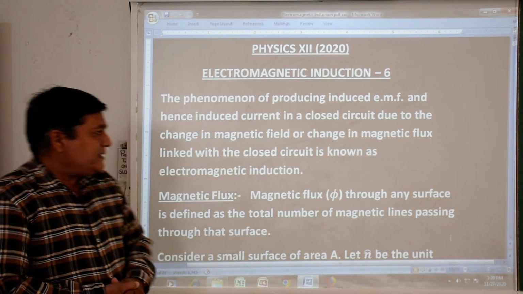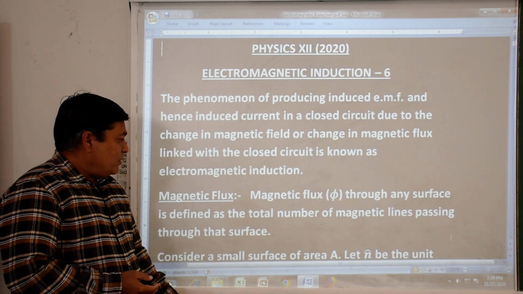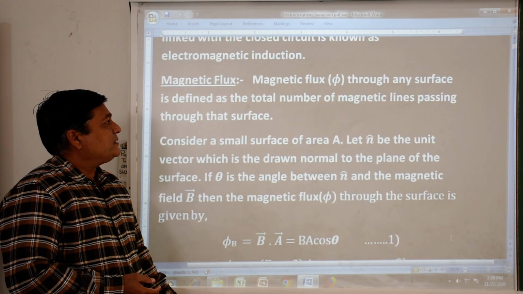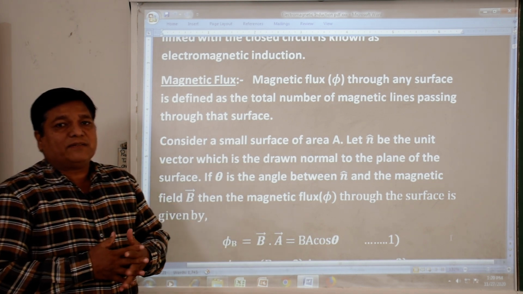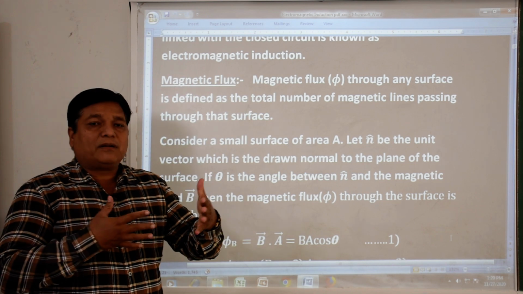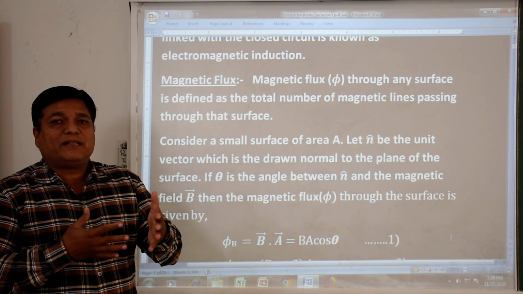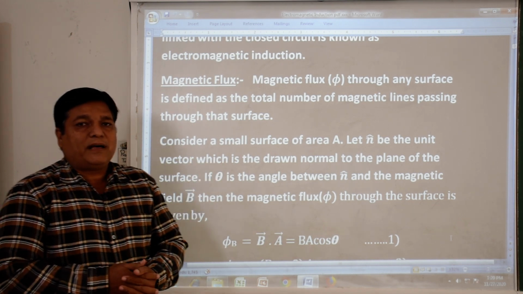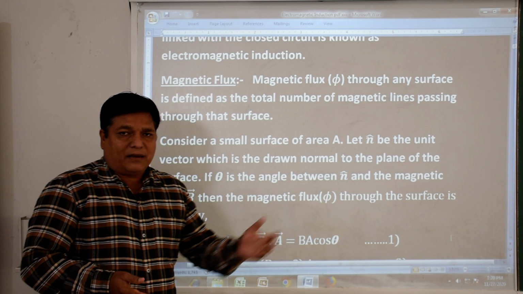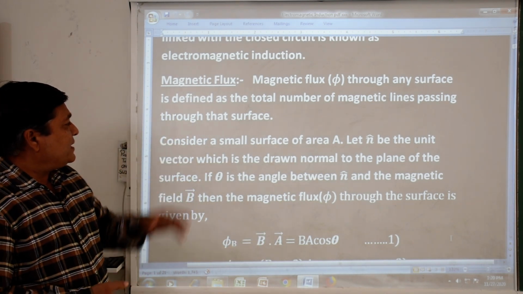In order to understand this, let us go through the topic of magnetic flux first. What do we understand by magnetic flux? Magnetic flux means the magnetic field lines passing through any particular area of cross section, so we can say that the magnetic flux is linked with the area. This is said to be magnetic flux and it is denoted by phi of B. Similarly, we have already studied electric flux in electrostatics. So, this is magnetic flux.